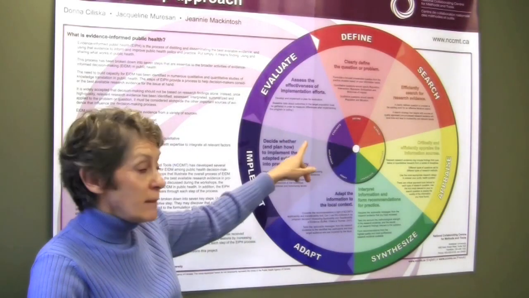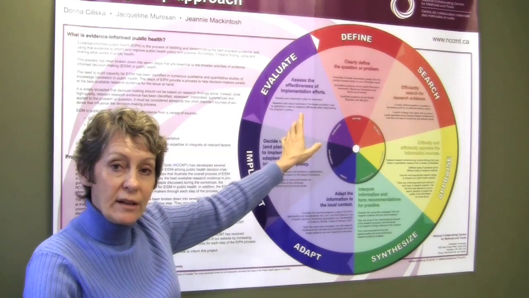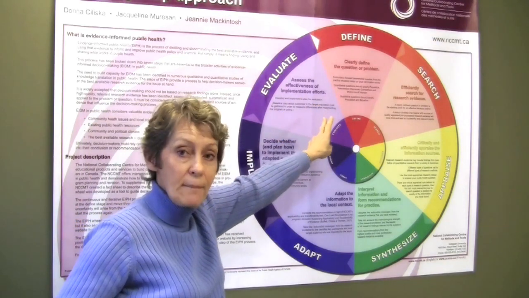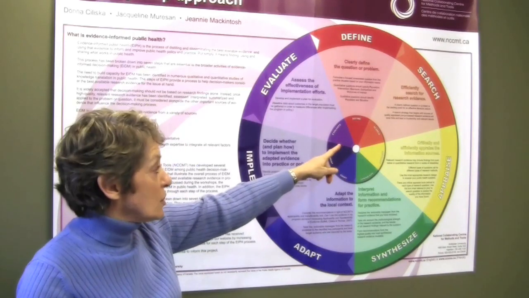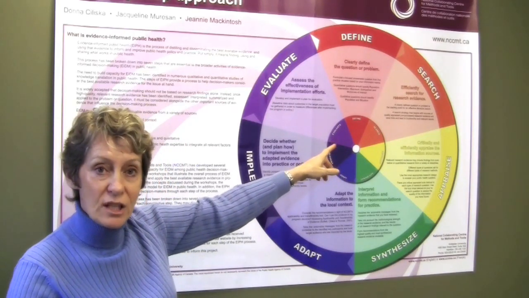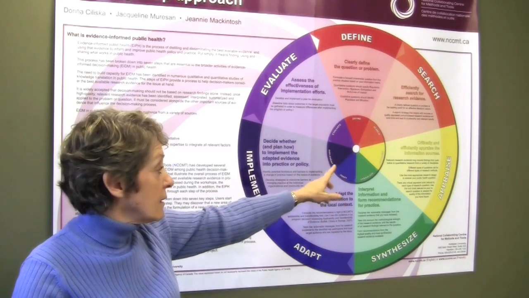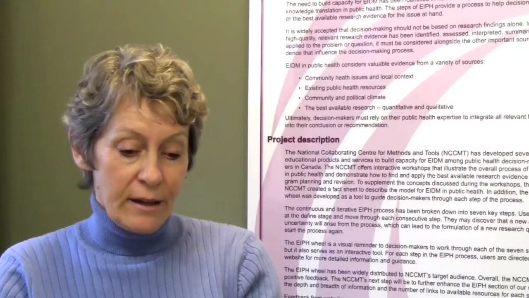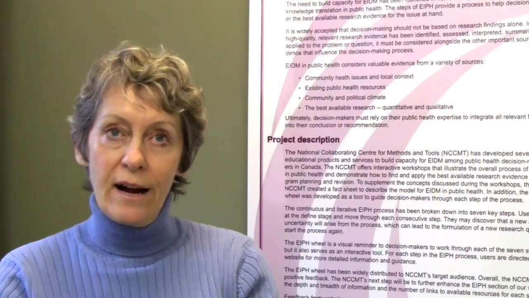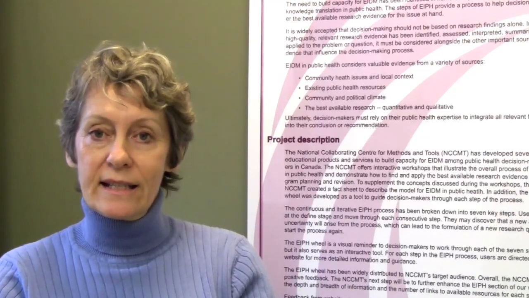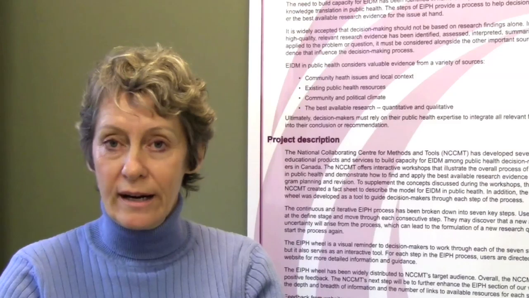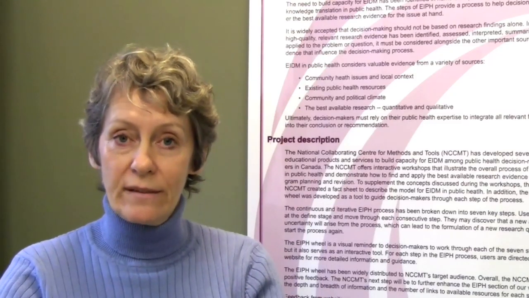You can follow the wheel with me on this side. We started with defining the question at the top, moving to searching, doing an efficient search of the literature, and now we're moving on to critical appraisal, step 3. And the critical appraisal piece is trying to find the best evidence that exists about a particular clinical issue or an issue related to a public health intervention.